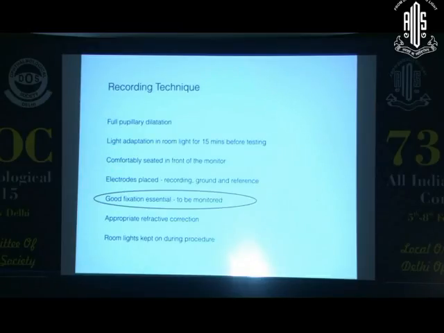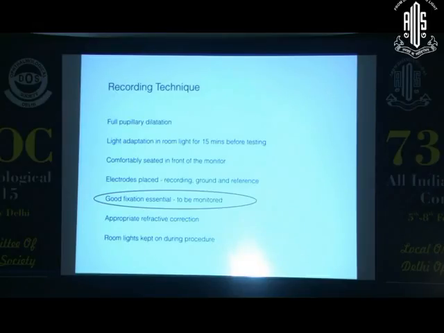The patient is comfortably seated. After electrode placement, it is extremely essential for the patient to have good fixation. If the fixation is not good, you're going to misinterpret the waveform. So this is probably one of the most critical steps while doing the test. And this is what is important for you as clinicians when you're interpreting the test. The first thing is to look at the fixation. Is the fixation good? Then you can go ahead and interpret the test more sequentially and logically.